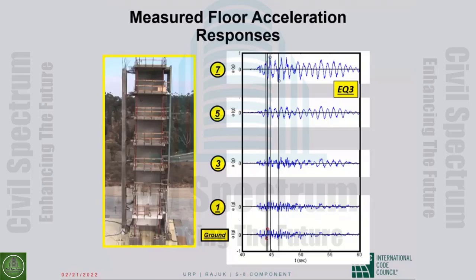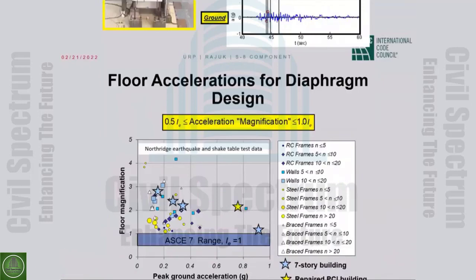So that means that the roof diaphragm needs to be designed for much larger forces than the lower level diaphragms. Okay, are you with me? So this is something ASCE 7 did not recognize until something happened in the 2016 edition that I will mention to you.